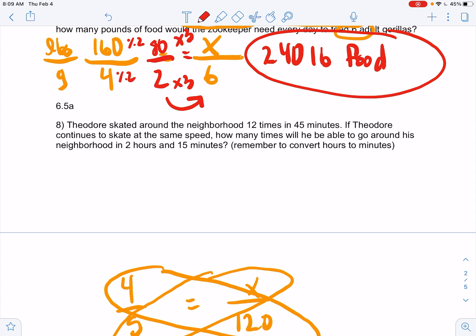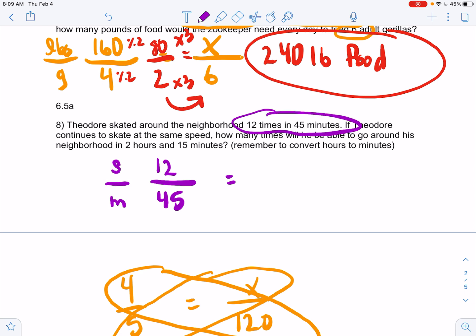Theodore skated around the neighborhood 12 times in 45 minutes. 12. So here's our time. Well, because times is also minutes, so I'm going to say S for skated, and then M for minutes. And y'all, your labels can be what you understand it. If you wanted to label it something else, that's fine. If Theodore continues to skate at the same speed, how far will he be able to go around in 2 hours and 15 minutes?